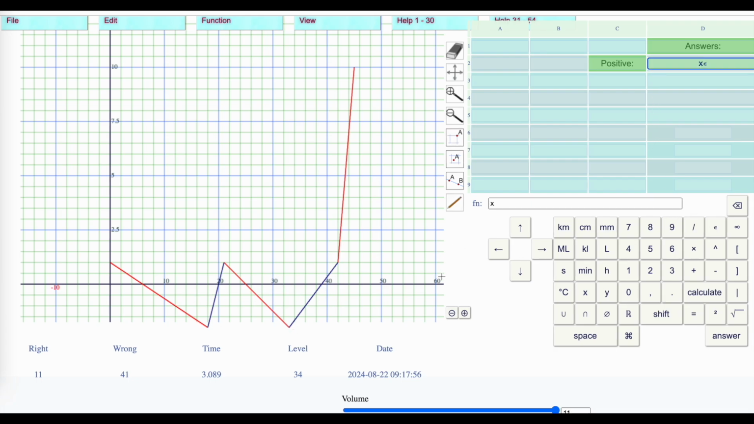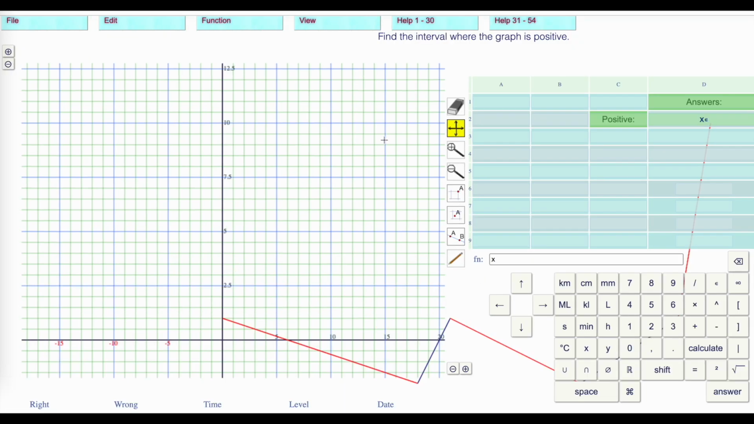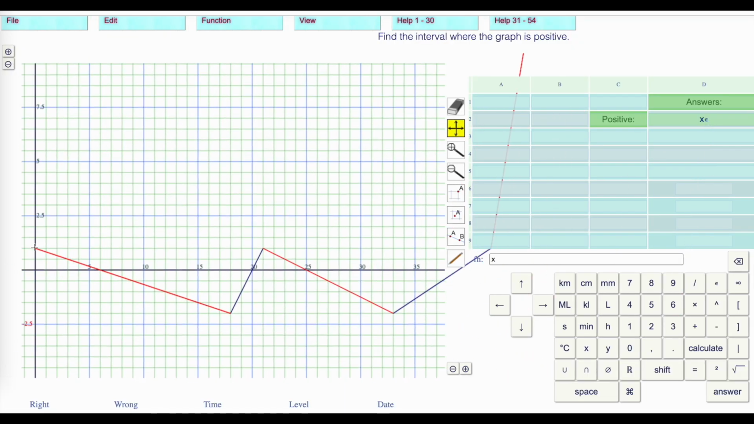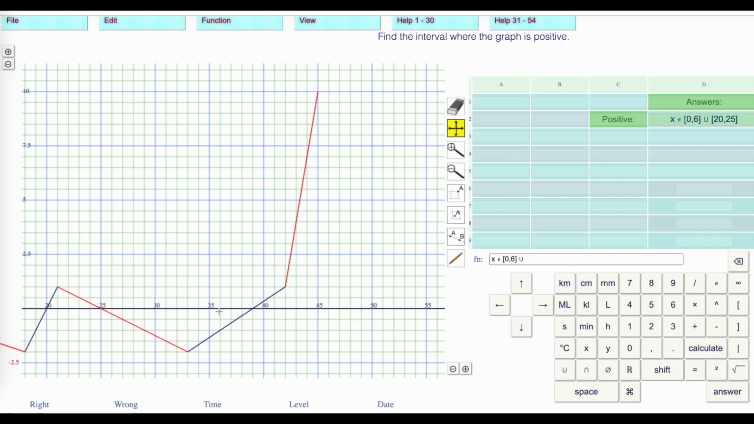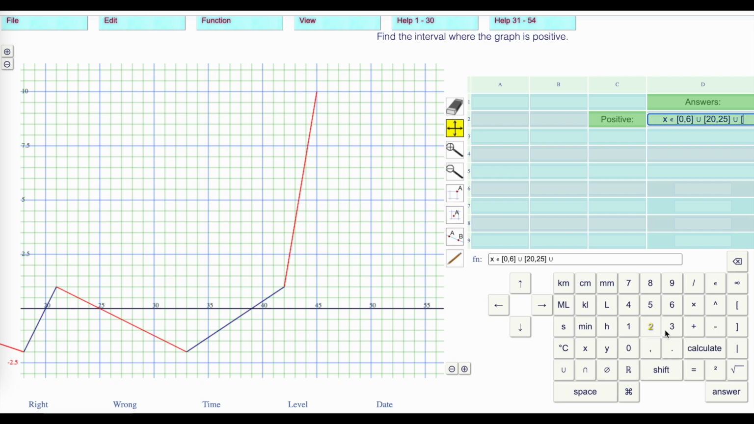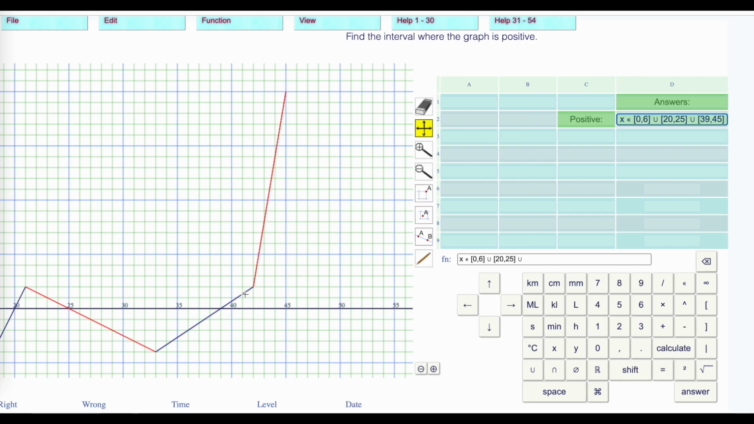When x is a member of, I'm just going to expand the x-axis, so we can read the values easier. It's positive from 0 to 6, when x is a member of 0 to 6, excepto bracket on that. And then it's positive again from 20 to 25. I'm going to put a union here. Union from 20, excepto bracket, 20 to 25. And then it's positive again up here from 39 until we get to 45. I need another union from 39 to 45. 39 to 45. And then we press answer to see if we're right.